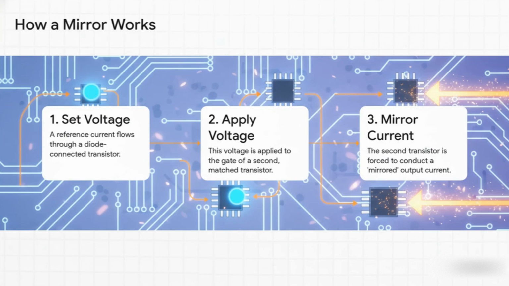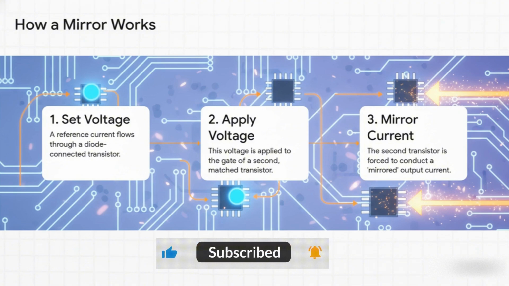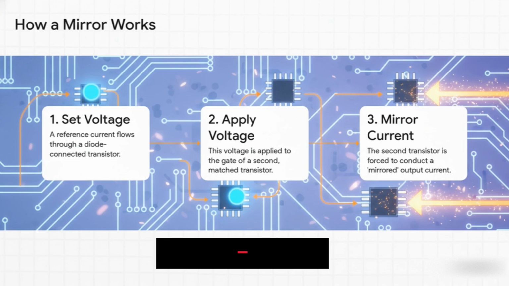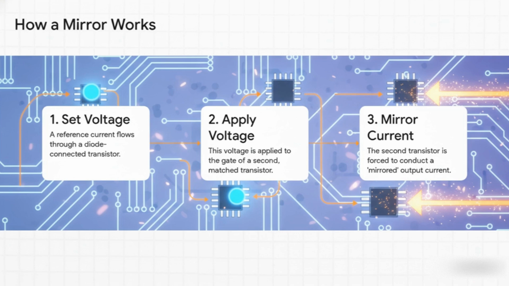So how does this magic photocopier work? Well, it's actually pretty simple. You take two transistors that are perfect twins, absolutely identical. You force your reference current through the first one, which is wired up in a special way. We call it diode connected. This sets a very specific voltage on its gate. Then you just connect the gate of the second transistor to that exact same voltage. And because they're twins, that voltage forces the second transistor to conduct an identical mirrored current.